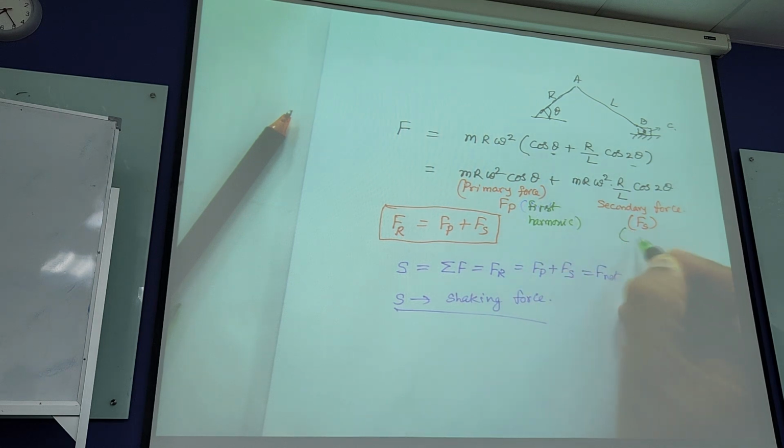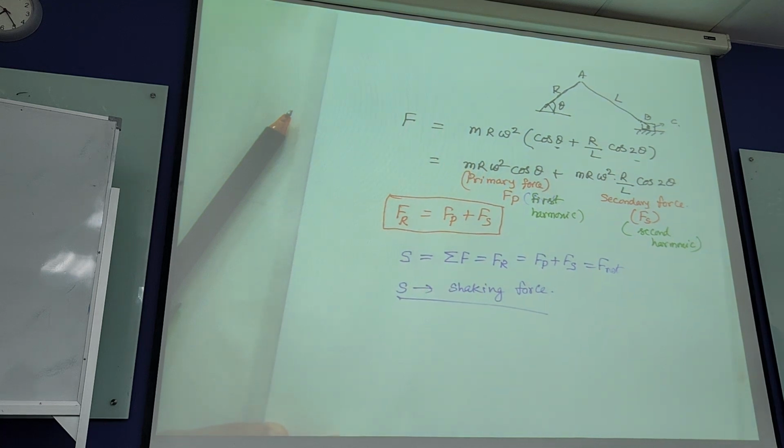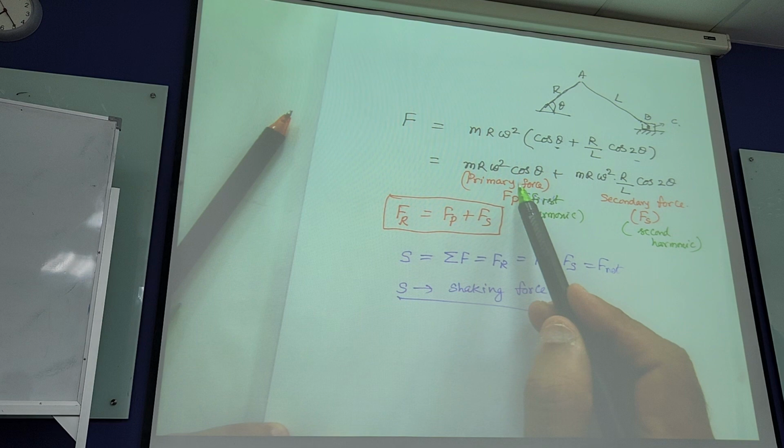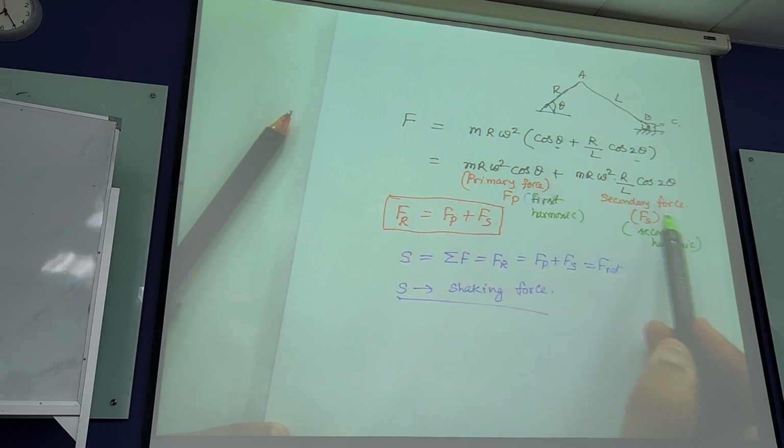And this one is known as the second harmonic. So basically, we can simply say that the primary force depends on cosine theta, and the secondary force depends on cosine 2 theta. So that is known as the second harmonic. The cosine theta and sine theta are known as harmonic functions.